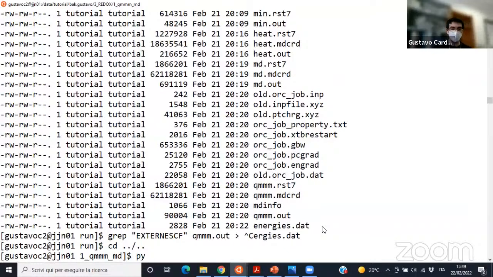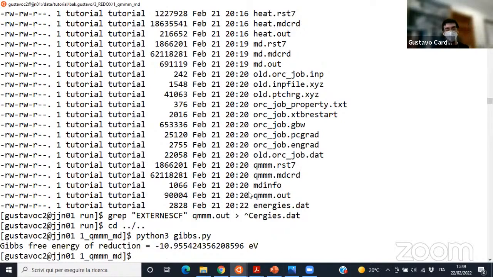So just execute Python, if you have Python 3, or depending on how you've called it in your installation. Then gibbs.py. And hopefully, if I didn't mess up anything, it will work. Let's see what it gives us. Okay, so let's just take 1 second to look at this number. Now this is 10 electron volts. This is a lot.